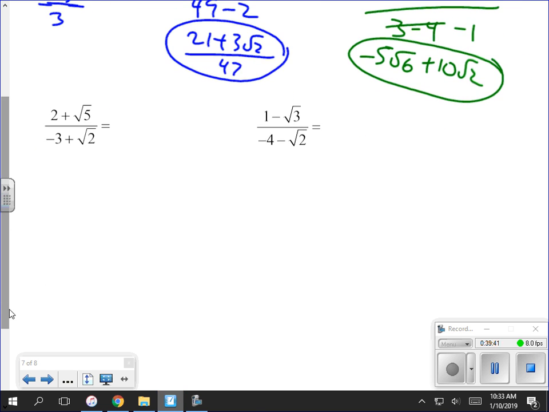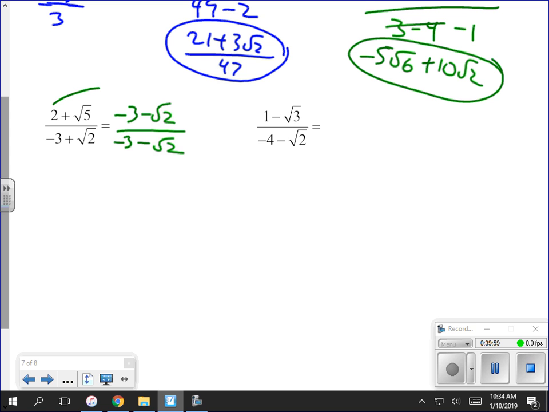Okay. Next, the conjugate is 3 minus root 2. Only the sign between them changes. Once again, only the sign between them changes. Nothing else does.